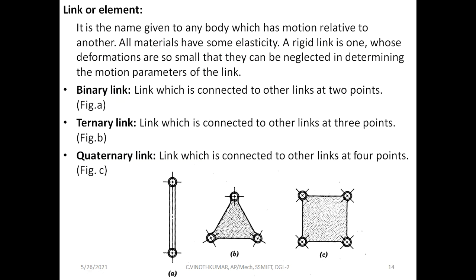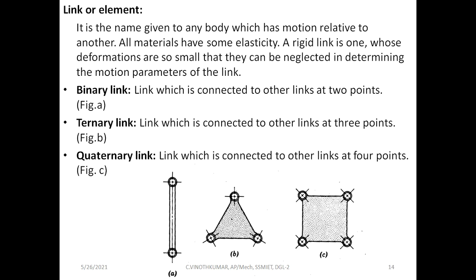Next, link or element. It is the name given to anybody which has motion relative to another. All materials have some elasticity. For example, all materials, that means metals, non-metals, ferrous metals, non-ferrous metals, have some elasticity. A rigid link is one whose deformation is so small that it can be neglected in determining the motion parameters of the link.